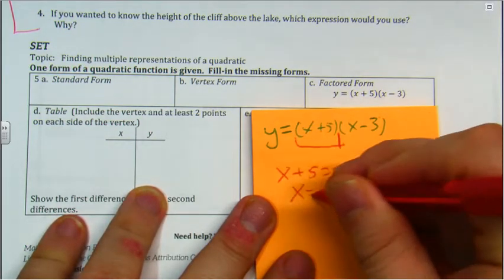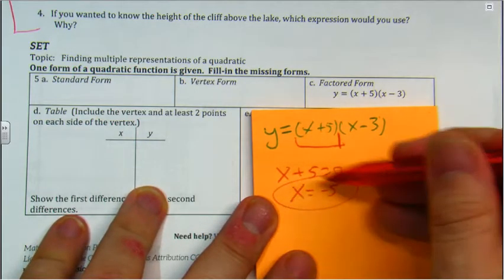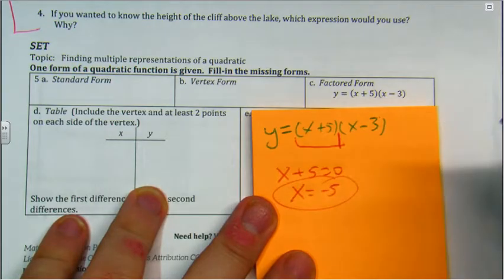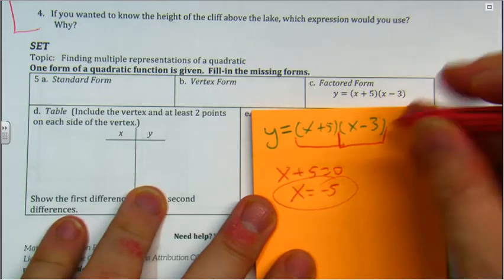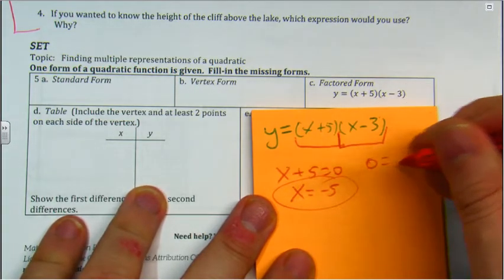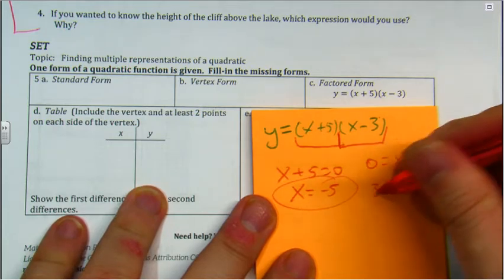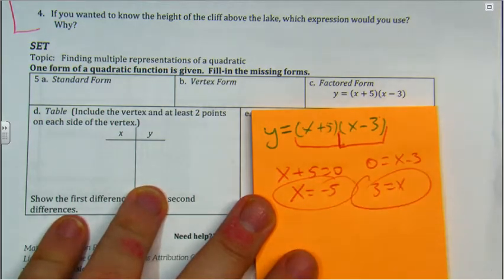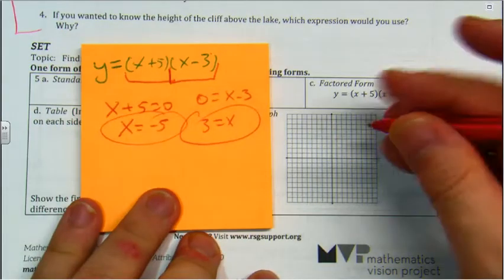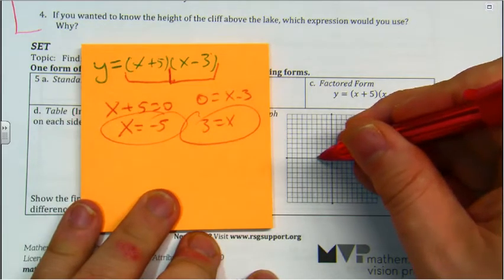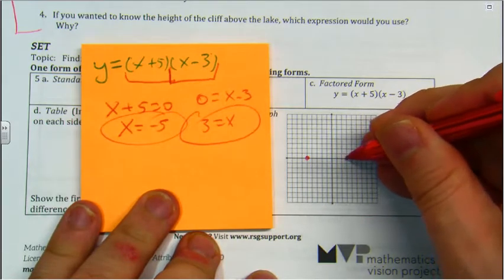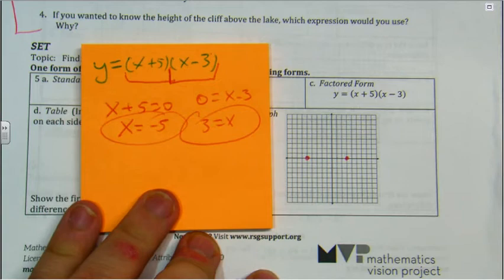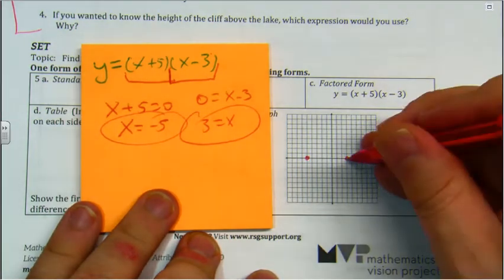So we know that x equals negative 5 is one of our answers, because if negative 5 were x, it would cause it to be 0. Same thing with this binomial. If this binomial were 0, the whole statement would be 0. So 0 equals x minus 3, and if I add 3 to both sides, 3 equals x. So those are my two zeros, my two x-intercepts. When I look at my graph here, I know that negative 5 and 3 are two points on our graph. Okay, so we've got that much.